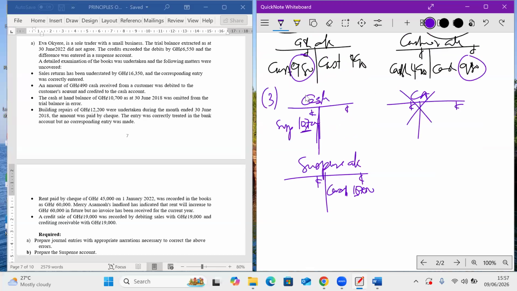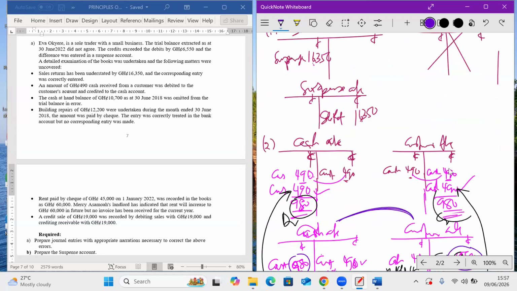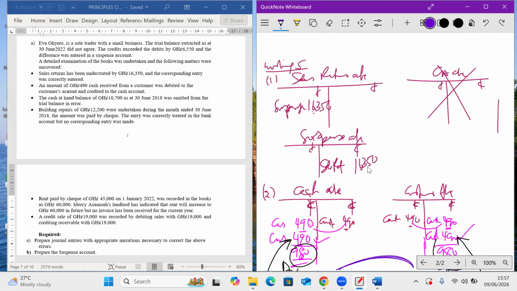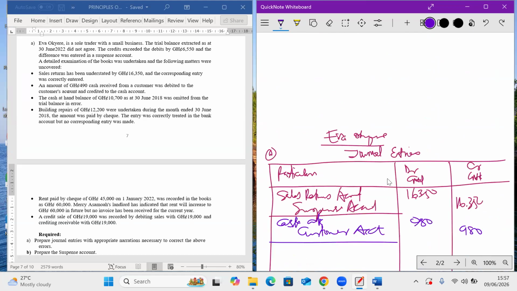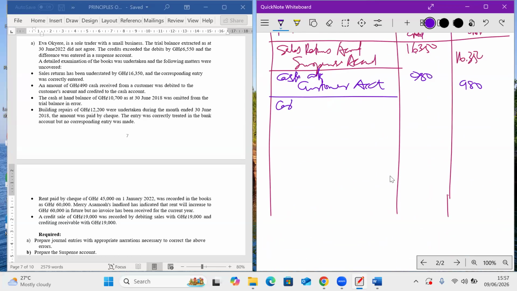Okay. Now, two accounts, cash and suspense, right? Which of them has a debit entry? Cash. So I go to the journal. In the journal, write cash first. Cash account. How much is it? 10,700. Then the next one will be what? Suspense. You indent it or slant it. 10,700. Are we good? Yes.